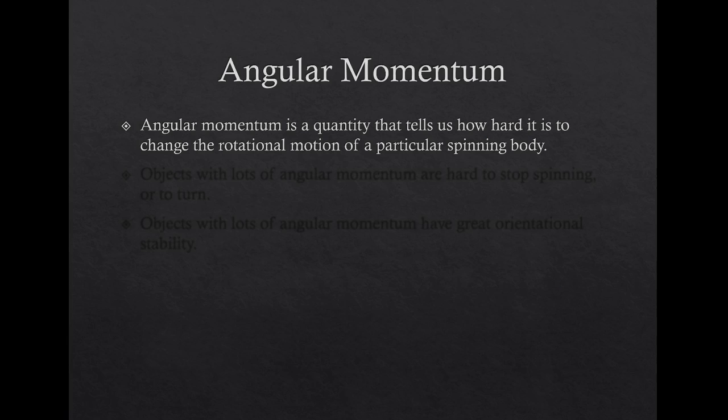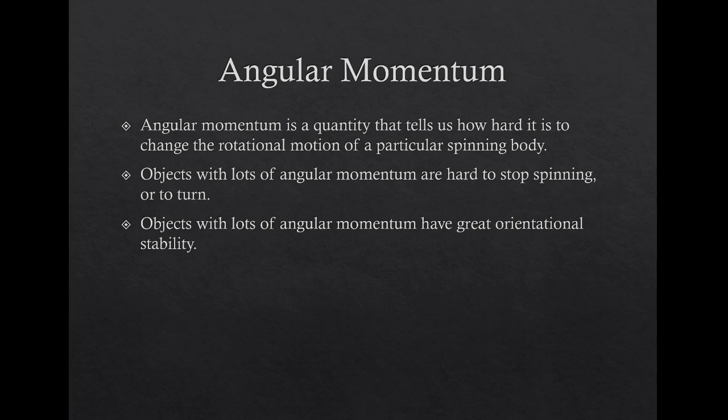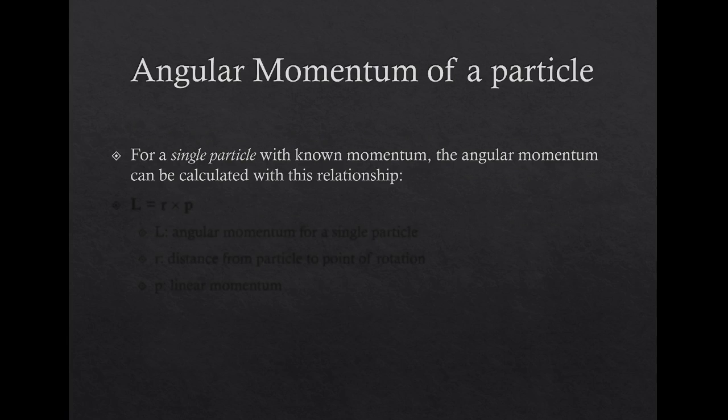It's a quantity that tells us how hard it is to change the rotational motion of a spinning body. And you might remember that linear momentum is the same thing, but for objects moving in a straight line. So objects with lots of angular momentum are hard to stop spinning or to turn. And that means that they have great orientational stability. Okay, so we'll talk more about what that means in a little bit.